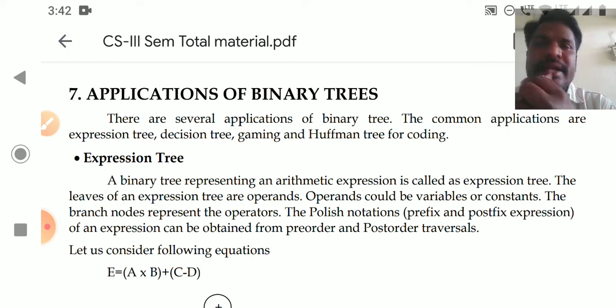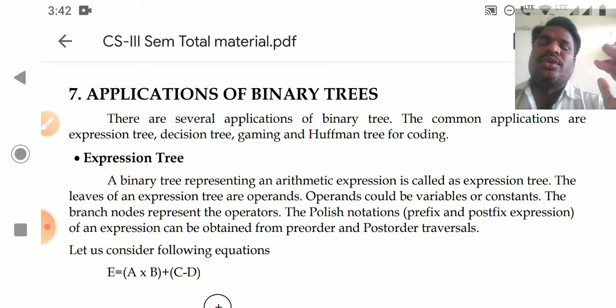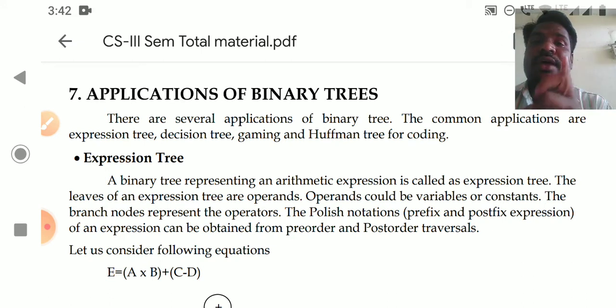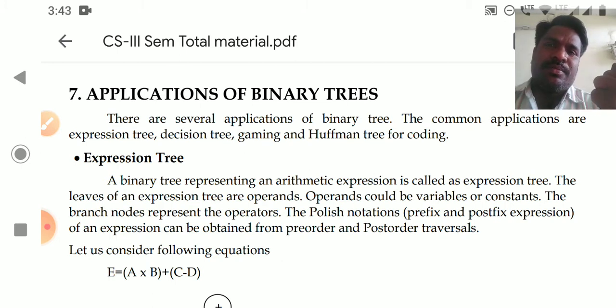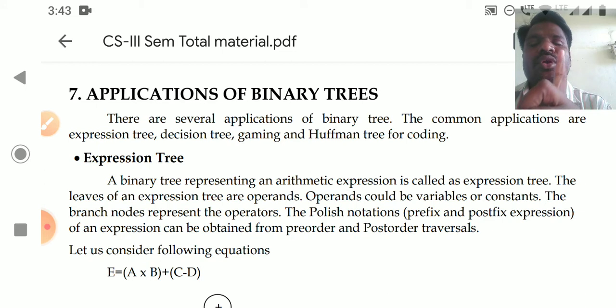So generally, binary tree ante anukunna manamu left side element, right side element only. There is no other element. Every node has two children. What is the left child? What is the right child? But it may not have any child, or it may have only one child. But there is no choice of more than two children.